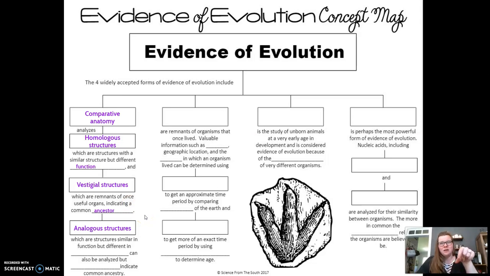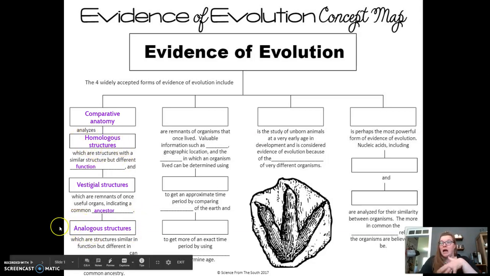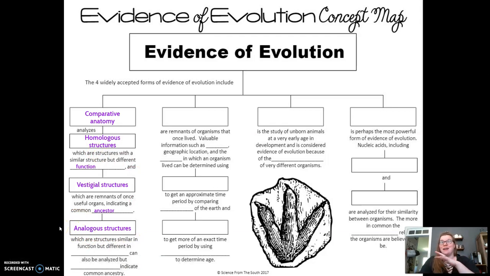All right, and finally, we're going to talk about analogous structures. So that prefix a means not, right? So in the same way our prefix homo means same, right? Our prefix a means not. So these are going to be structures that are not the same. So they're similar in function, but different in structure, right? And they can be analyzed, but they do not indicate common ancestry. So this is really helpful if we're looking at divergent evolution. So evolutionary branches that went different ways.